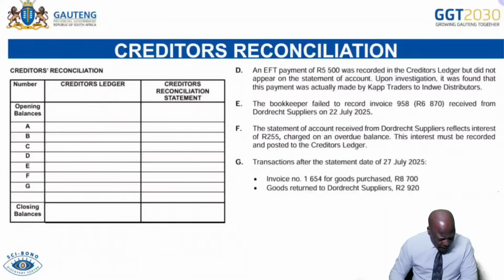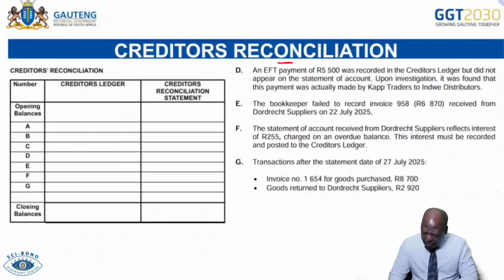Let's go. The next one is D. It reads, an EFT payment of 5.5. If it's an EFT payment, that's a minus. An EFT payment of 5.5 was recorded in the ledger, but did not appear on the statement of account. So that EFT payment did not appear on the statement of account.